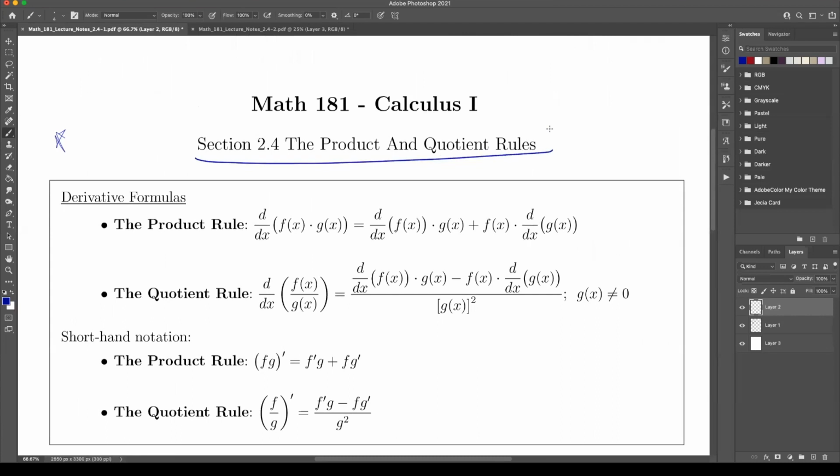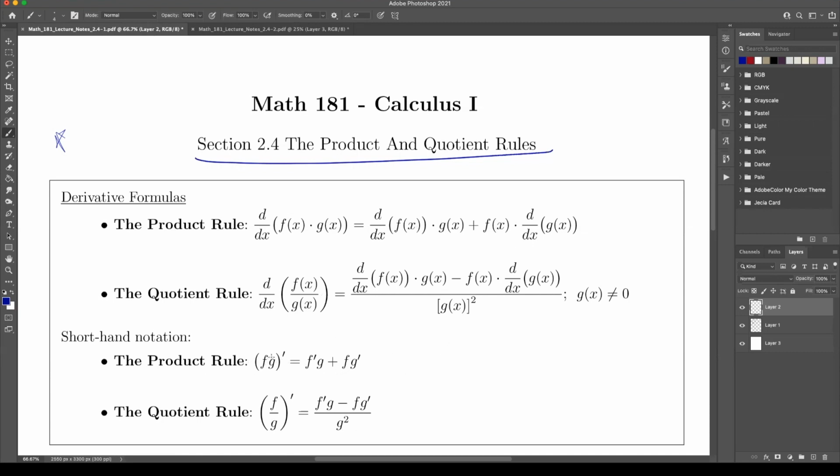All right, so let's start with section 2.4. So we're going to talk about the product and the quotient rule. So the product rule: if I have two functions multiplied by each other and I take the derivative, it's equal to the derivative of the first function times the original of the second function, plus the original of the first function times the derivative of the second function. Your book gives it to you in this form and this form, but just to keep things simple, I give you the shorthand notation.